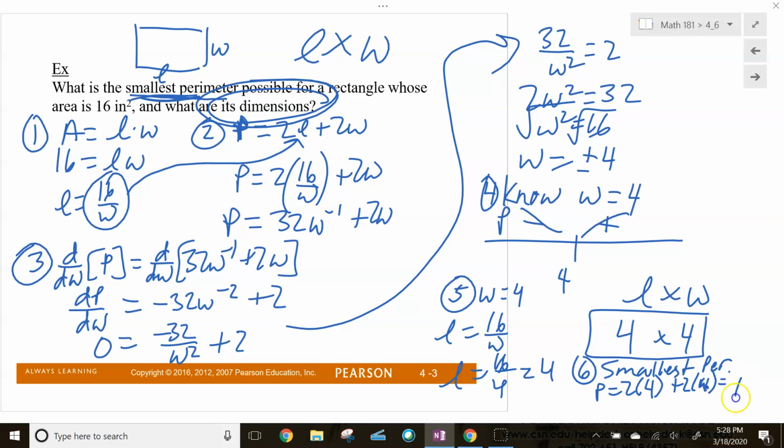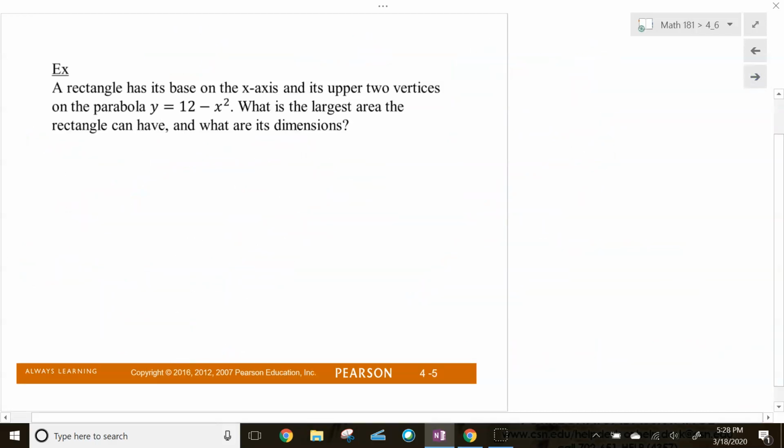So we got 16. It's our smallest perimeter. Okay, just a blank shape to work there.